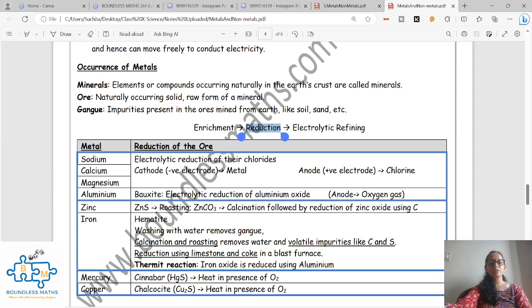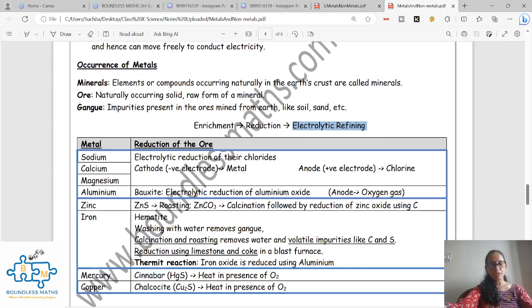The third step is electrolytic refining. Once these metals are reduced in the second step, they still have certain impurities. The third step is to electrolytically refine these elements so that these impurities also get away and we get the purest form of these metals.